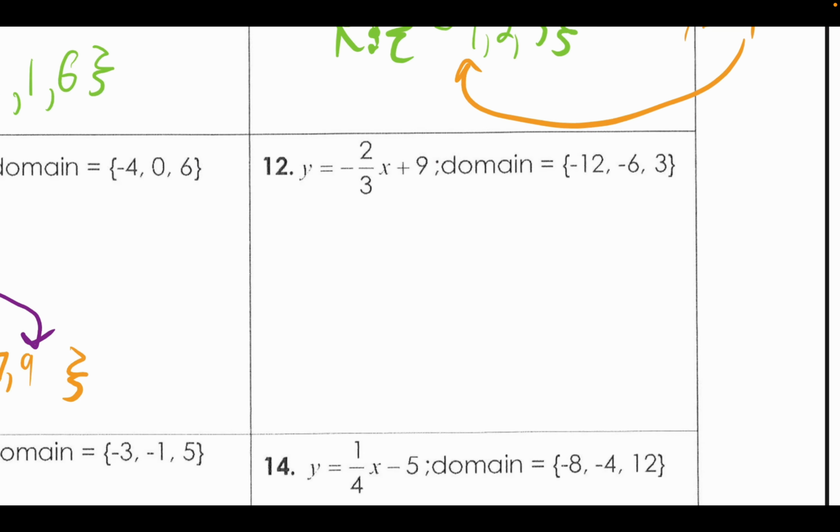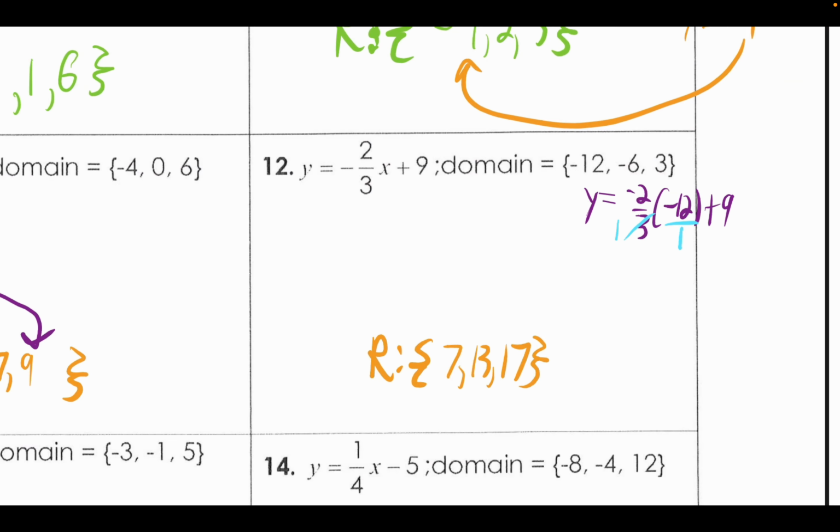Number 12, go ahead and plug these in if you haven't already. We end up getting the y values out of 7, 13, and 17. I'll go and showcase that first one again. Y equals -2/3 times -12 plus 9. Put that -12 over 1 and reduce. 3 becomes 1, and -12 becomes -4. And -2 times -4 gives us +8. So we get 8 plus 9, which is 17. The same number we see right there.